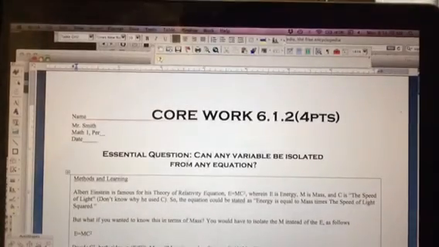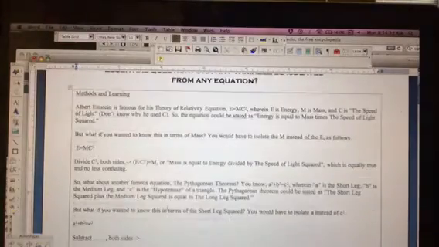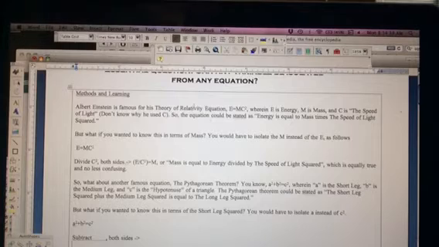Okay, here we have the methods in learning from Coursework 6.1.2. Albert Einstein is famous for his theory of relativity equation, E equals mc squared, wherein E is energy, m is mass, and c is the speed of light. I don't know why you use c. So the equation could be stated as energy, E, is equal to mass times the speed of light squared. So that's exactly how you'd read that.